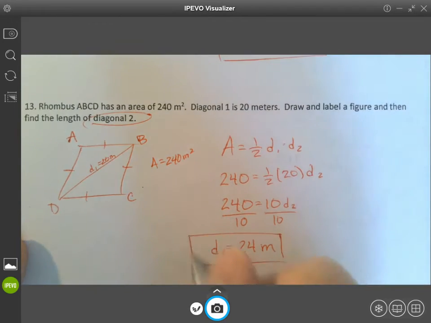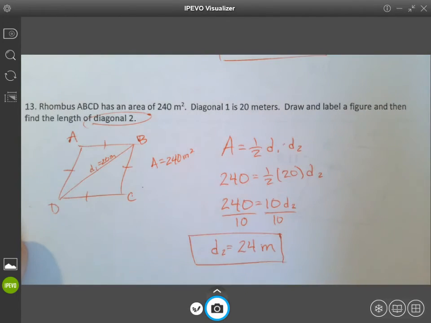Yep, just meters because you just found the length of it, okay? Remember, that little D2 is not D squared. So there's no square root. D2 is just saying find the second diagonal. It's the same as calling it Y. All right, so we have a couple more to do, and this is where we're going to run into a couple issues.